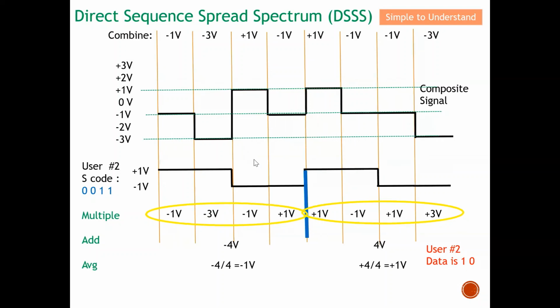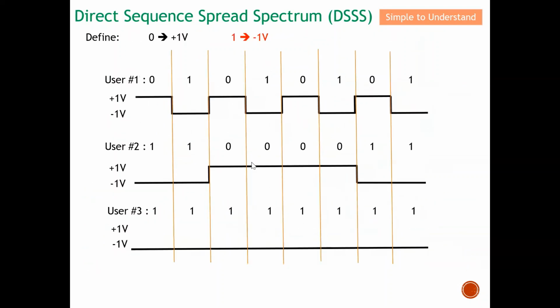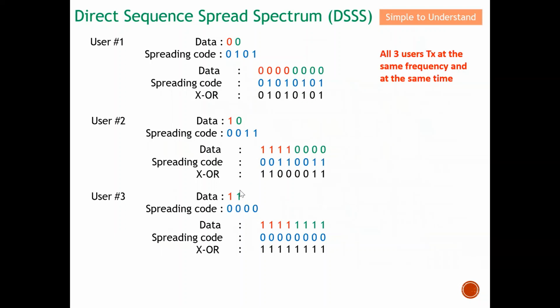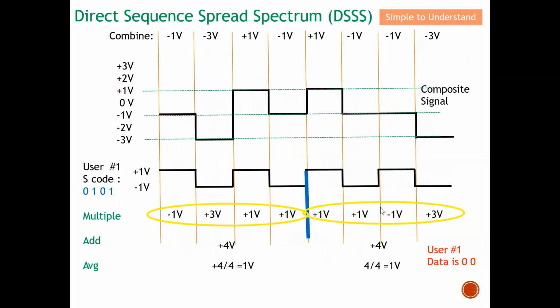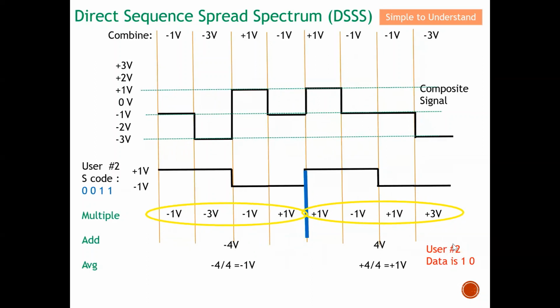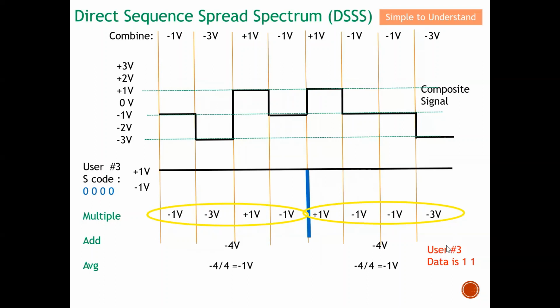Okay, so let's verify user 3 data. Is it 1, 1? Yep, it's 1, 1. So I actually also successfully recovered user 1 data, user 2 data, and also user 3 data.